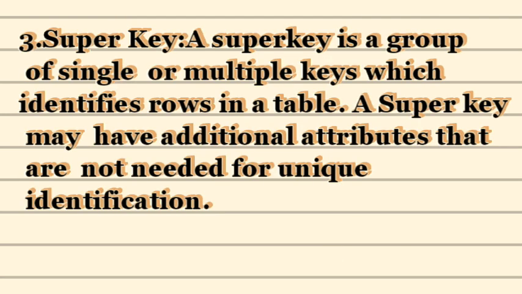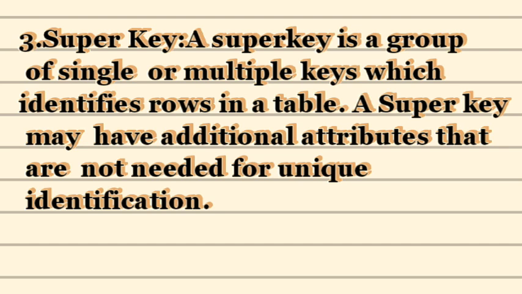There is another superset of the candidate key, called a super key. A super key is a group of single or multiple keys which identifies the rows in a table. A super key may have additional attributes that are not needed for unique identification. What makes it different from the candidate key, and why do we call it a part of the candidate key? You may be confused about the alternate key and the super key, so just to make it clear, I'm showing you this example.